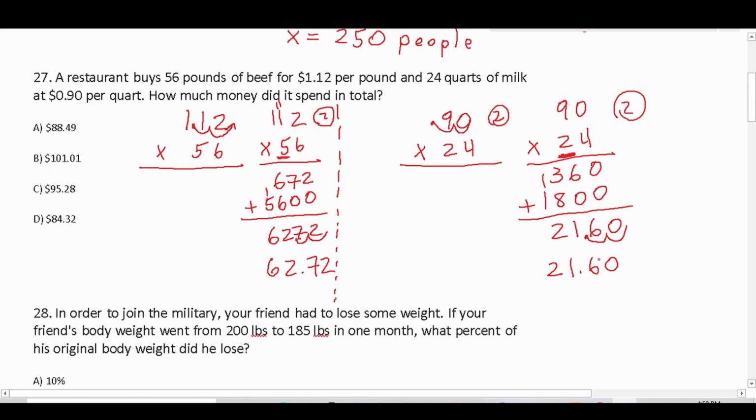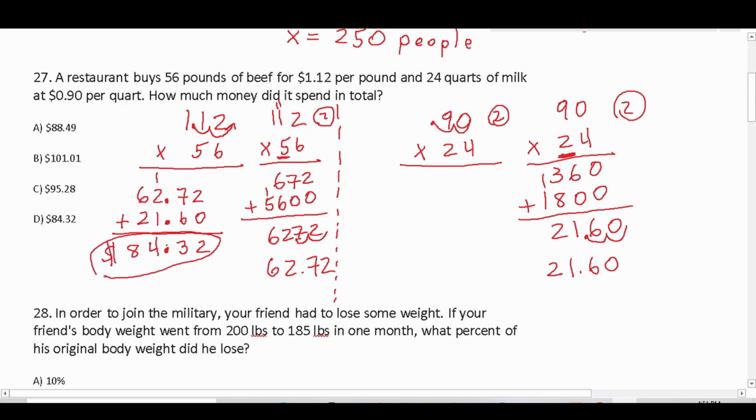Now it should be obvious that in order to answer this question, all we have to do is add 62.72 and 21.60 together. So let's go ahead and do that. We have 62.72 plus 21.60. And again, adding decimals is pretty straightforward. You just line up your decimals accordingly. In fact, you can go ahead and drop your decimal down in place if you want to. 2 plus 0 is 2. 7 plus 6 is 13. Carry a 1. 2 plus 1 is 3, plus 1 is 4. And 6 plus 2 is 8.